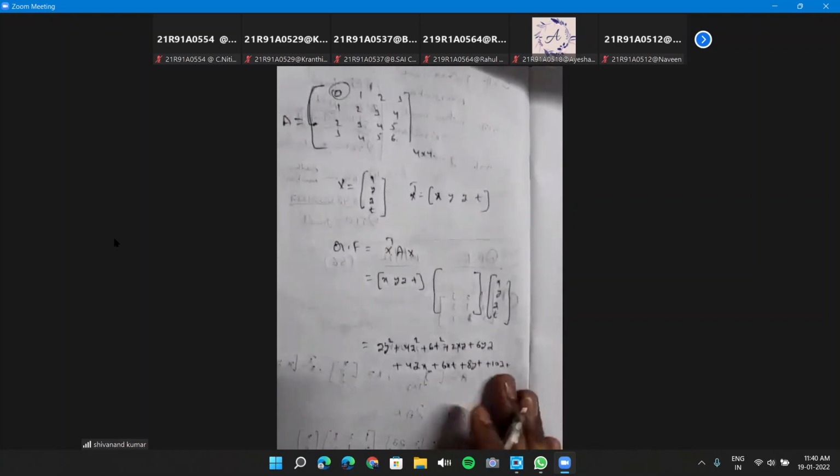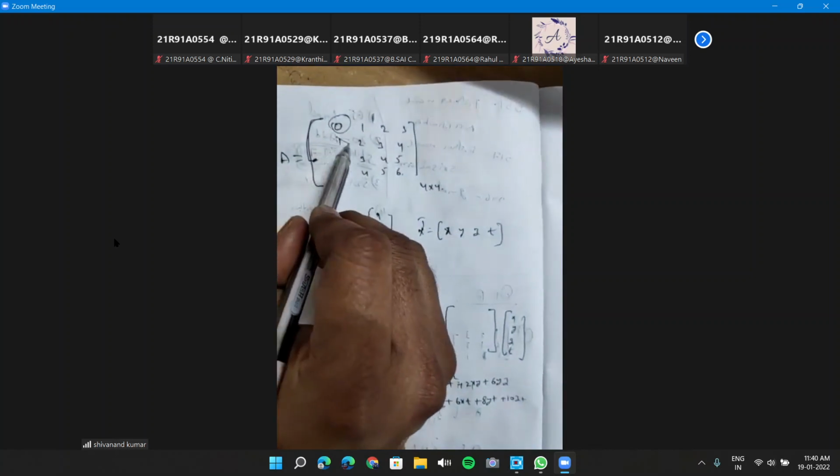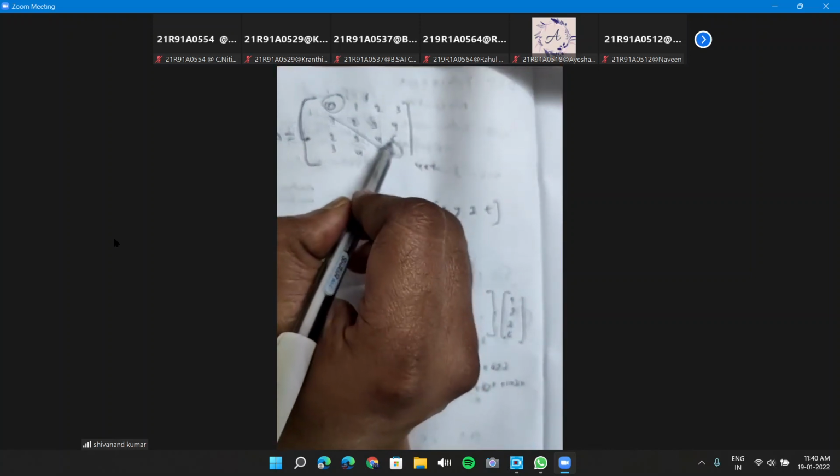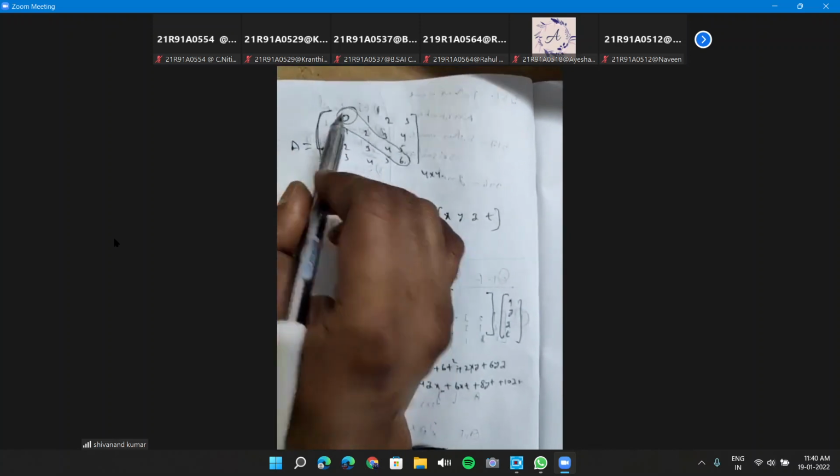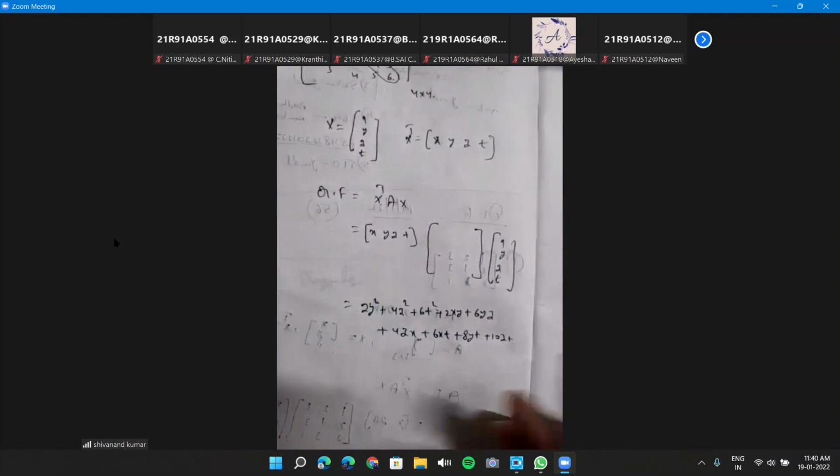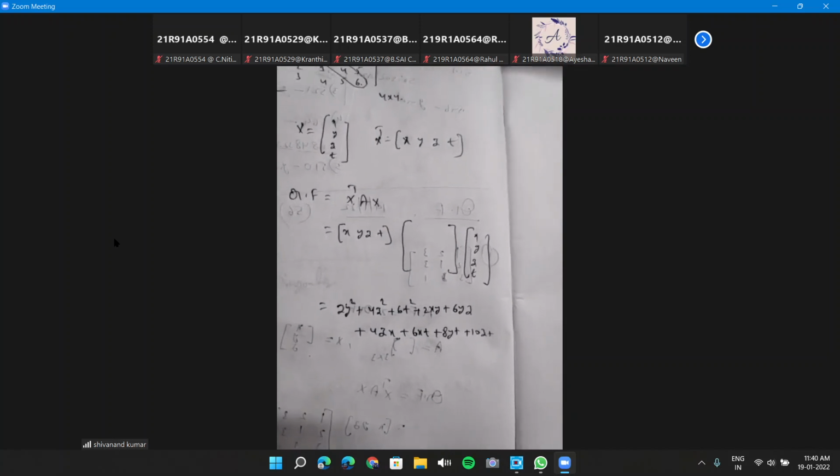How are you writing this? See here, the principal diagonal elements are nothing but the x, y, z, t square coefficients.